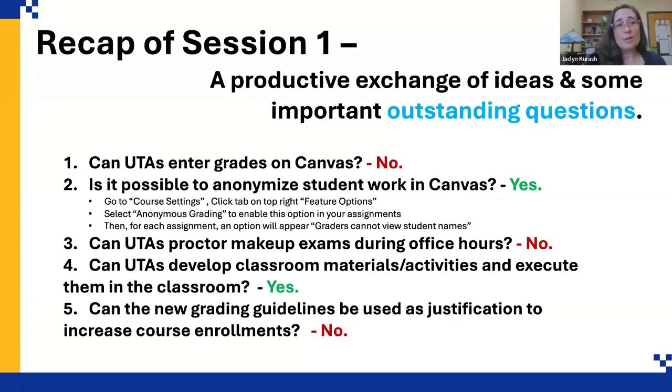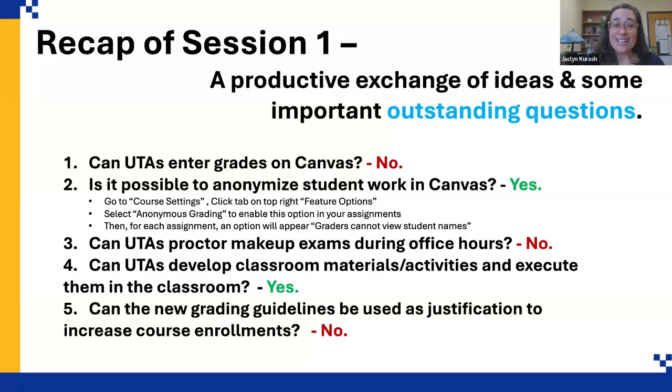A lot of these came up in the last session, so we just wanted to clarify a couple of these. And thank you to Adriana for giving us a lot of these answers. And we talked some of these out together as well. So number one, can UTAs enter grades on Canvas? The answer there is really no, not if the grades are correlated with student names. However, is it possible to anonymize student work in Canvas after some digging and not listening to AI, because it didn't give me the answer?